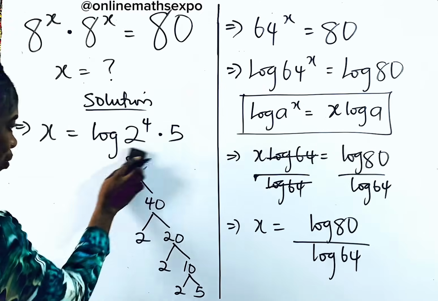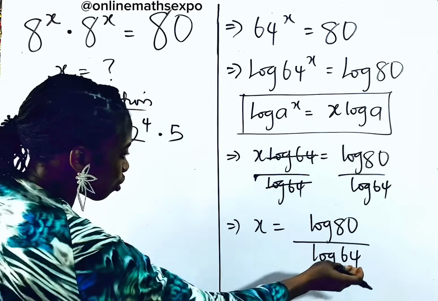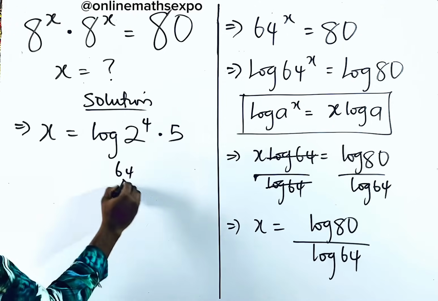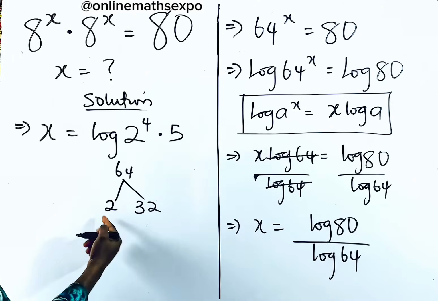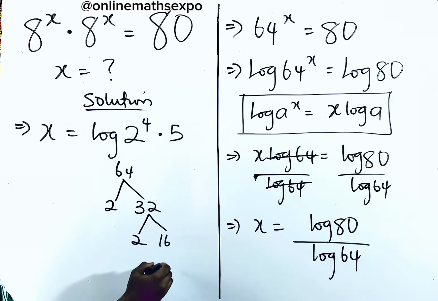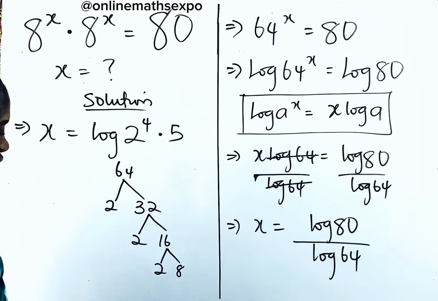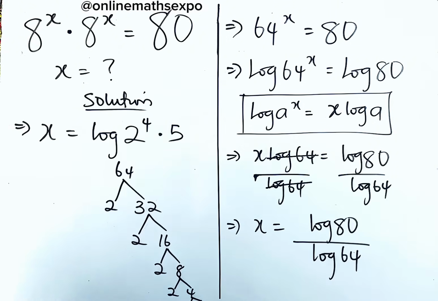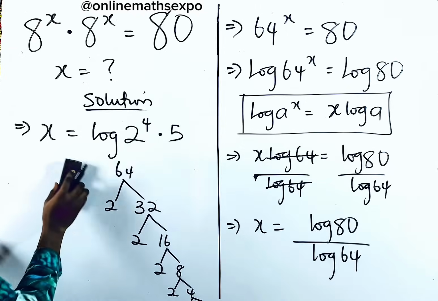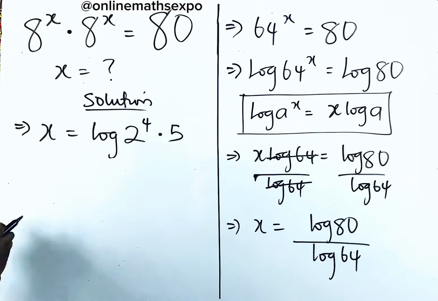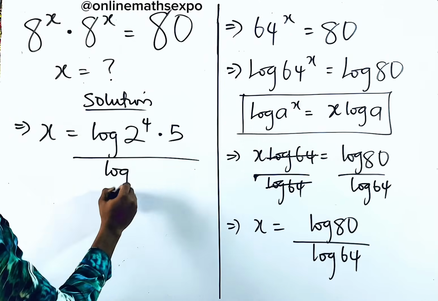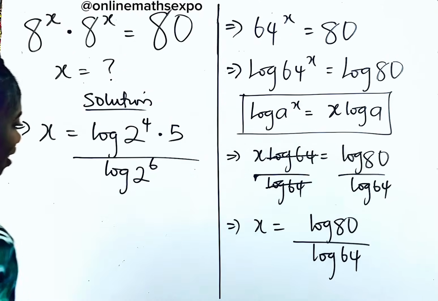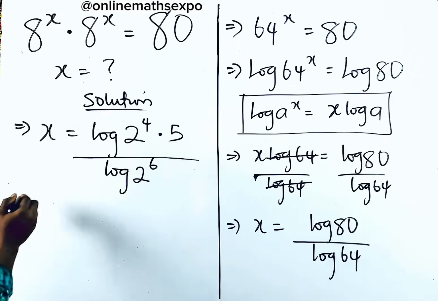Okay, so keep simplifying. For 64, we know 64 is 2 multiplied by 32. 32 is 2 multiplied by 16. 16 is 2 multiplied by 8. 8 is 2 multiplied by 4. And 4 is 2 multiplied by 2. So we have how many of them? 6. So 64 is 2 multiplied up to 6 times, which is 2 to the power of 6. So we're going to have divided by log of 2 to the power of 6. Interesting. So keep simplifying this.